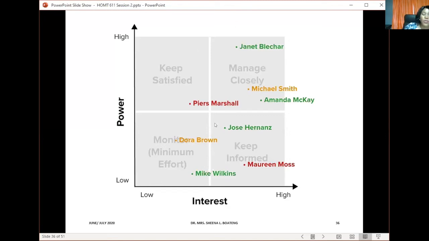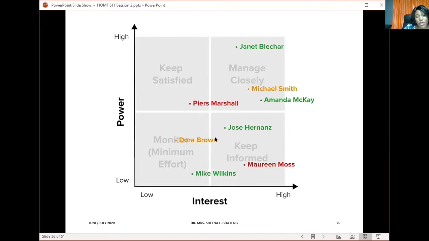So in this quadrant, we can see that they have the names of Dora Brown and Mike Wilkins, in the sense that Dora Brown and Mike Wilkins didn't give them a lot of resources. So they don't have that much influence on the event, and they have very low interest. So they are going to treat Dora Brown and Mike Wilkins with very little effort. They'll just monitor them.